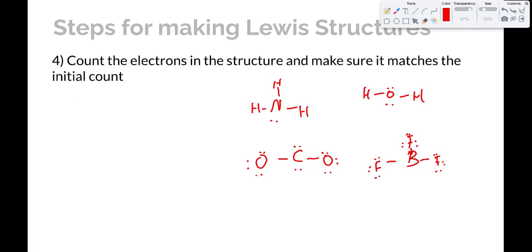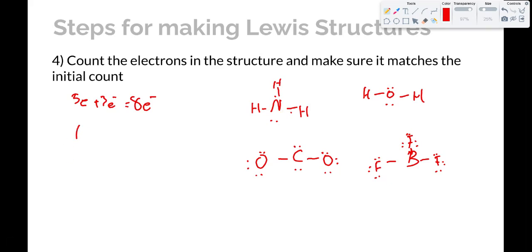The next step is to count the electrons in the structure and make sure that that count matches the initial count. So for NH3, we have 5 electrons from nitrogen plus 3 more electrons from hydrogen. That count is 8. I think we did that before. If we count the electrons in the structure, each bond, remember, counts for 2. So that's 2, 4, 6, and then that pair makes 8. That matches.